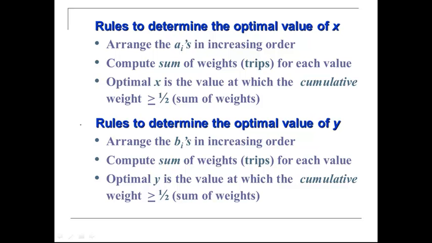For y, we go through the same process. The only difference is that instead of the a values, we're going to put the b values in increasing order. We're going to compute the sum of weights for each value. And then the optimal y is the value at which the cumulative weight is greater or equal to half of the sum of the weights.